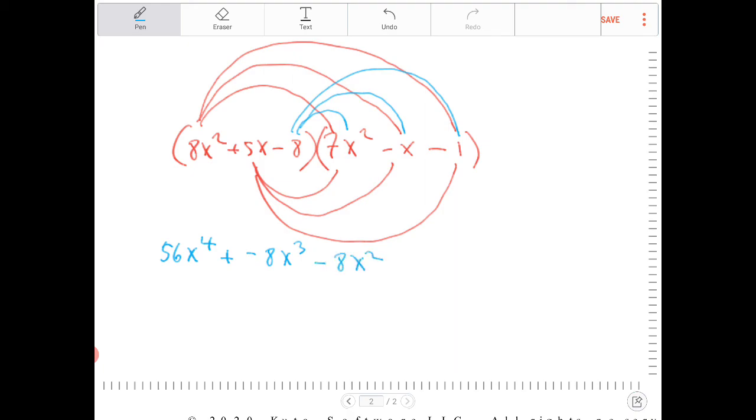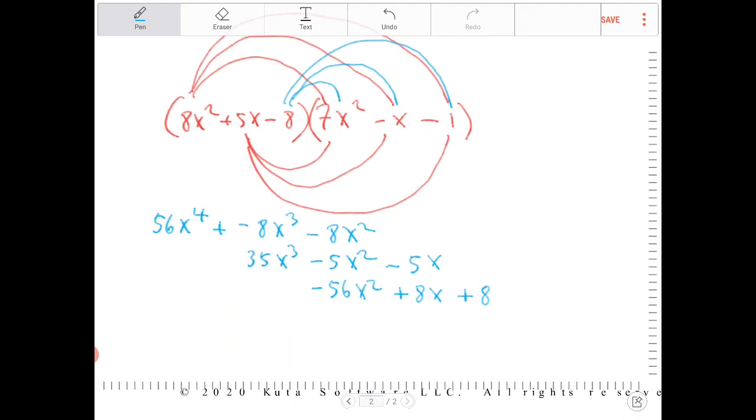Next, I'm going to combine 5x and 7x squared. So that's going to be 35x to the third. And 5x and negative x makes negative 5x squared. 5x and negative 1 makes minus 5x. Negative 8 and 7x squared makes negative 56x squared. Negative 8 and negative x makes plus 8x. Negative 8 and negative 1 makes plus 8.